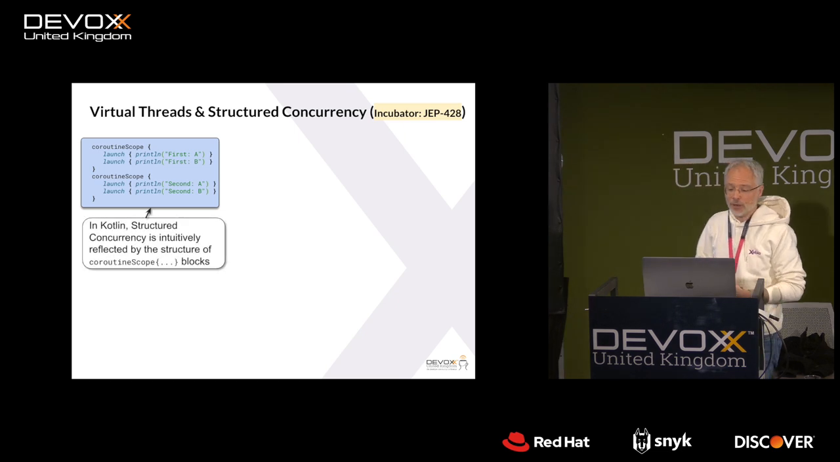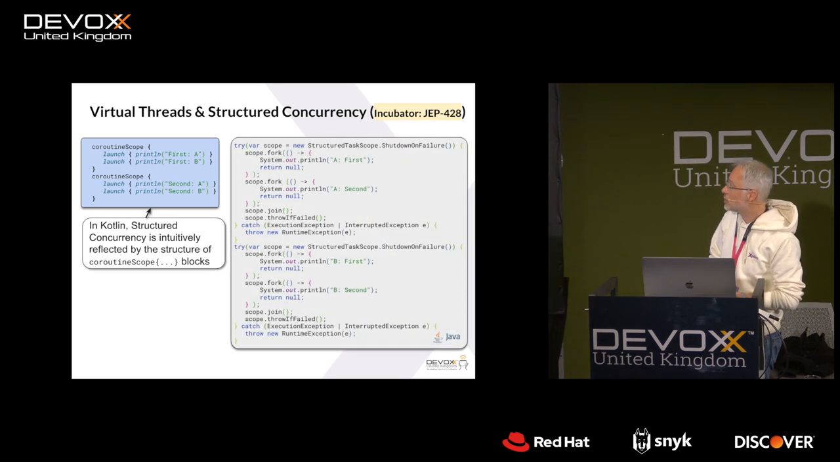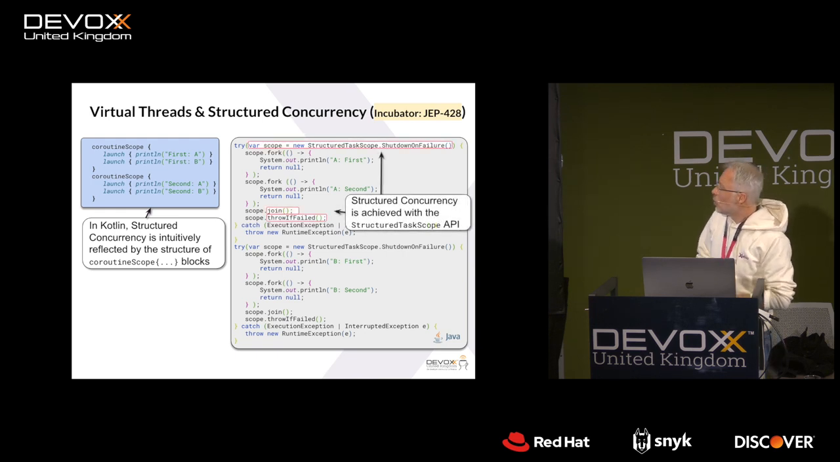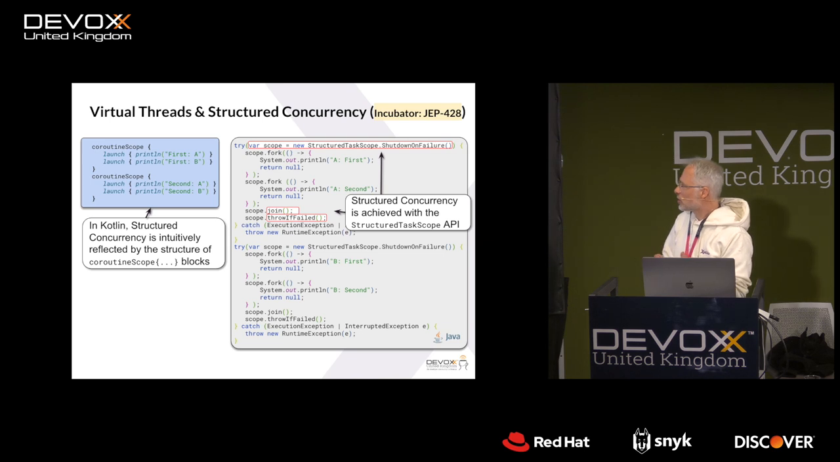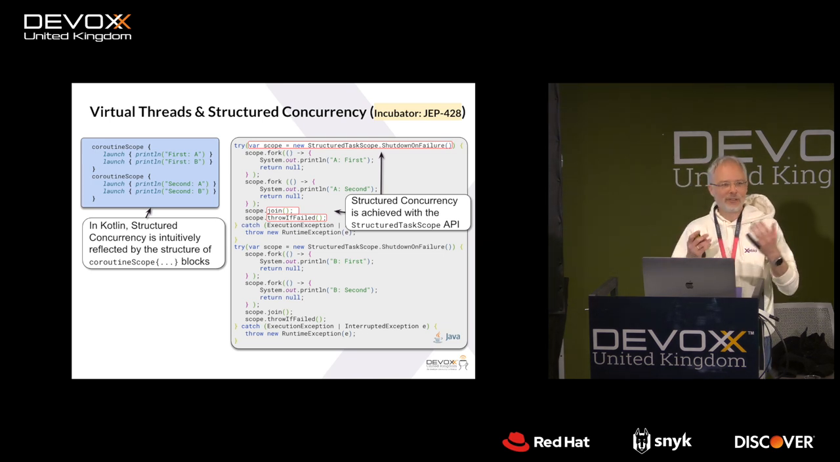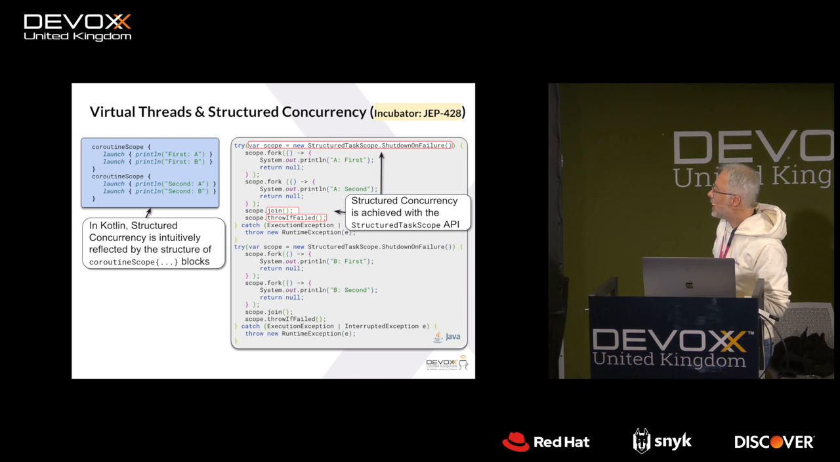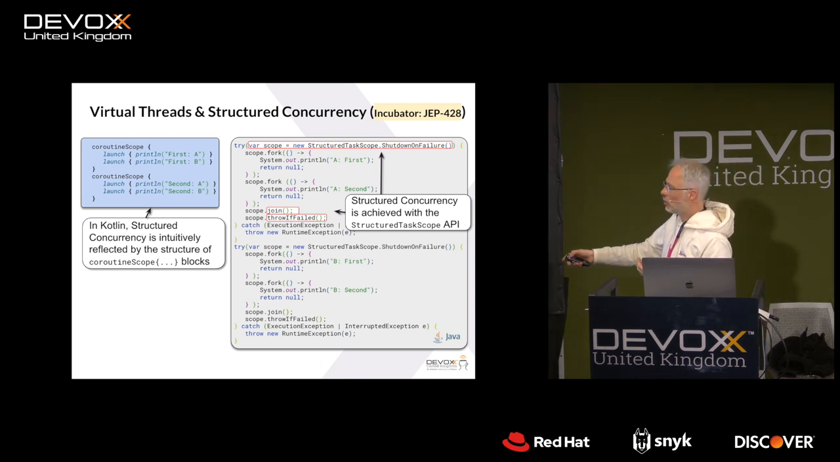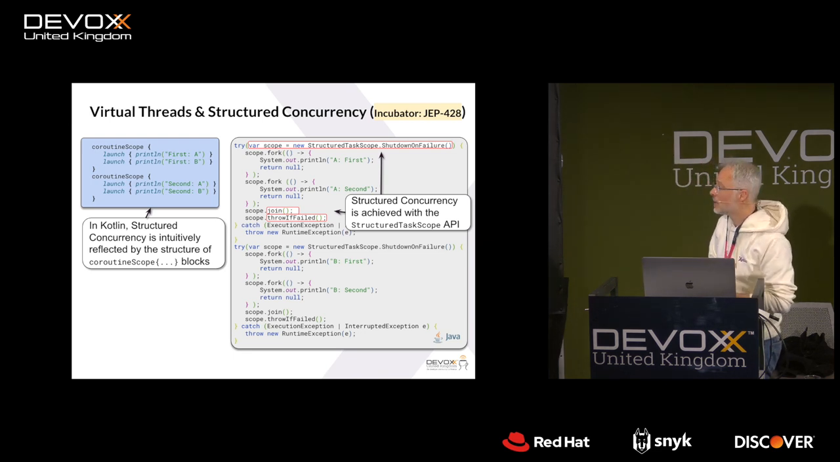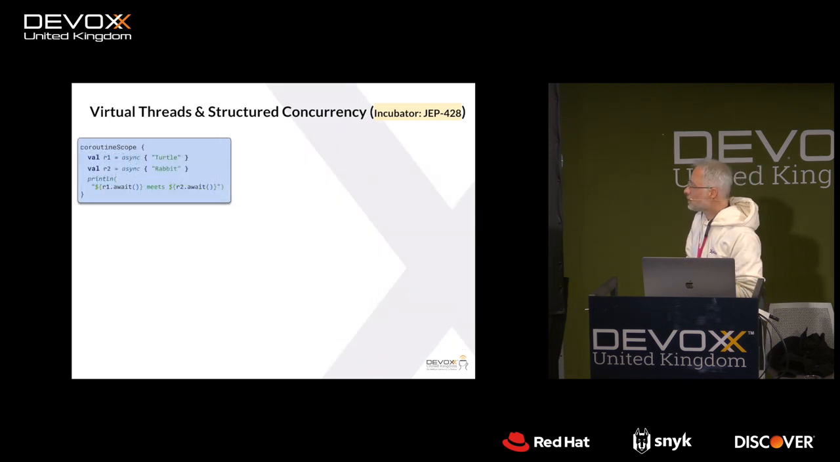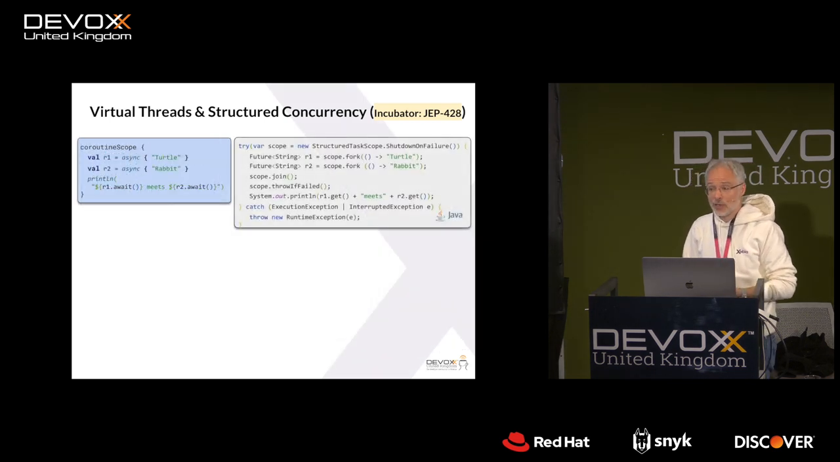The counterpart with Project Loom looks as follows. This is the exact same code, more or less, with Loom. So what Loom does is using the so-called structured task scope in a try-with-resources block. And then you have the scope, and based on the scope, you can spawn new processes. You then shouldn't forget to call join, shouldn't maybe forget to call throwIfFailed. You get all kind of weird side effects. But this is more or less how you achieve structured concurrency with Loom. You also can rely on async await.